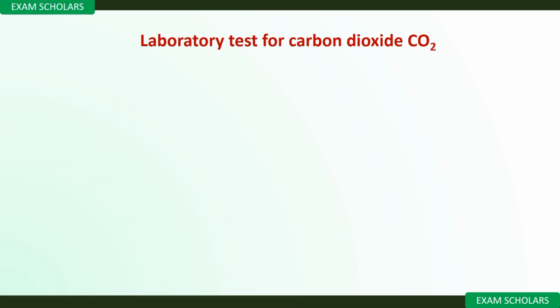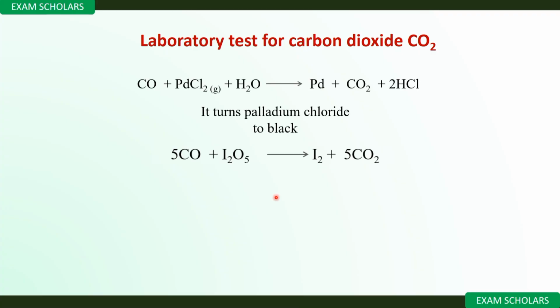Test for carbon monoxide. We have this reaction: it turns palladium chloride black. You also have this one, which turns starch solution black, let me explain. This one is iodine pentaoxide. When carbon monoxide reacts with iodine pentaoxide, you get iodine. And that iodine, when you treat it with starch, turns the starch solution black. This is just like a test for starch. So CO reduces iodine pentaoxide to iodine.